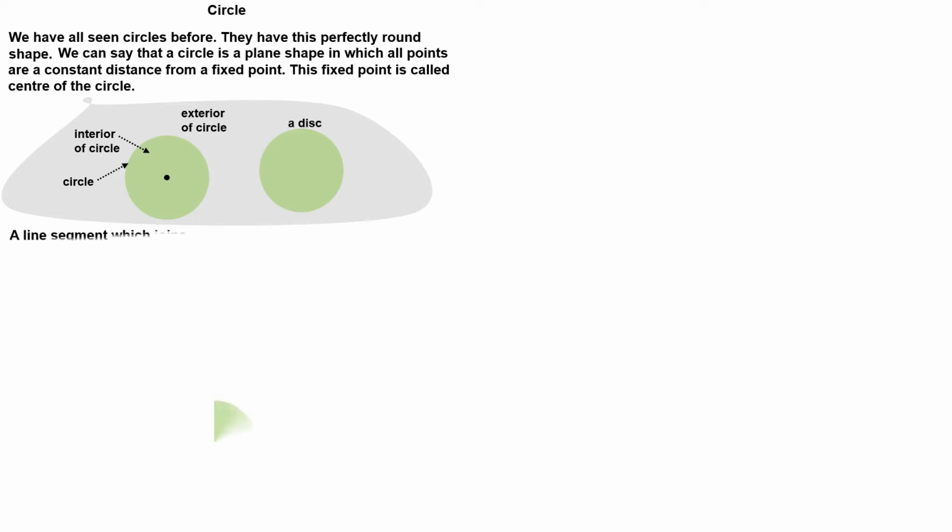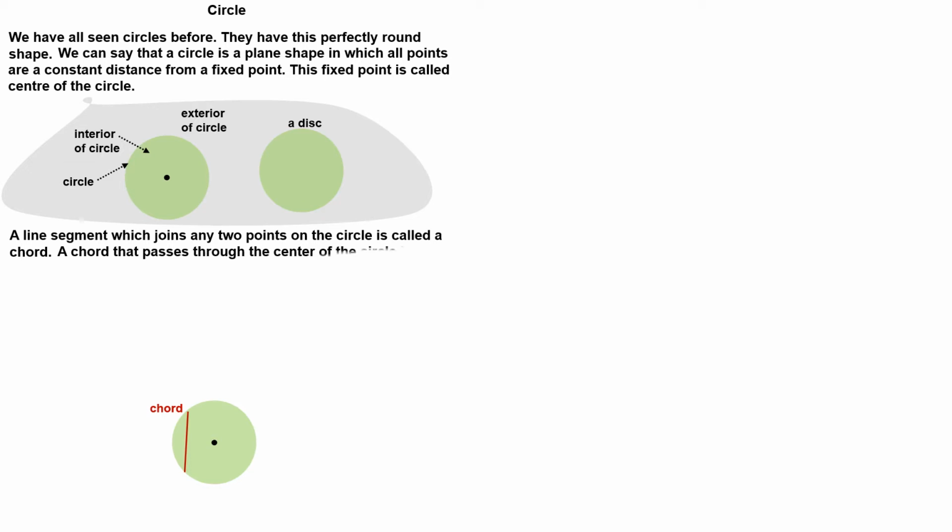A line segment which joins any 2 points on the circle is called a chord. Look at the figure. A chord that passes through the center of the circle is called the diameter of the circle. We denote the length of the diameter by d. Look at the figure.